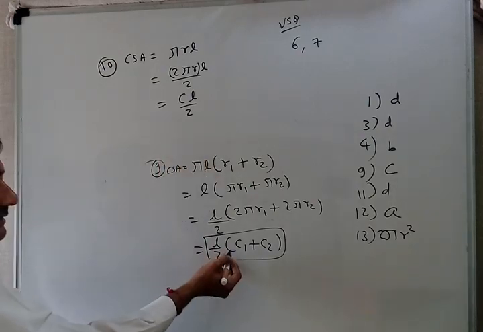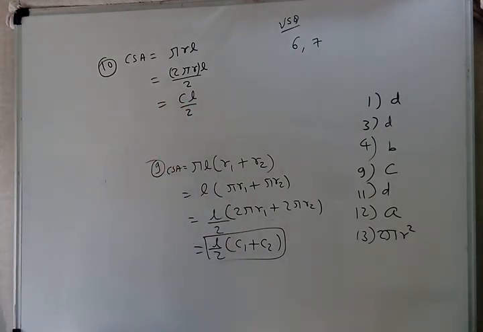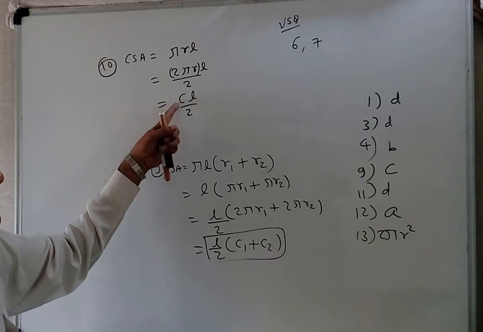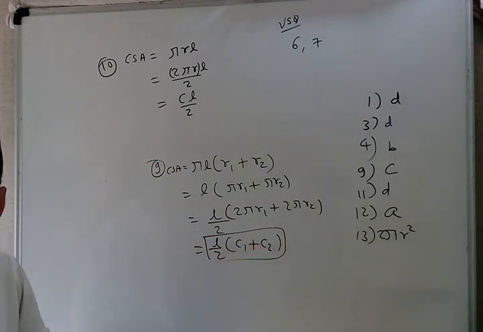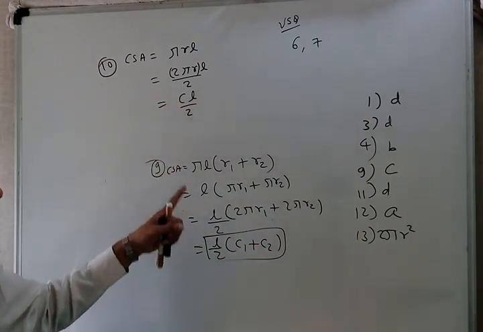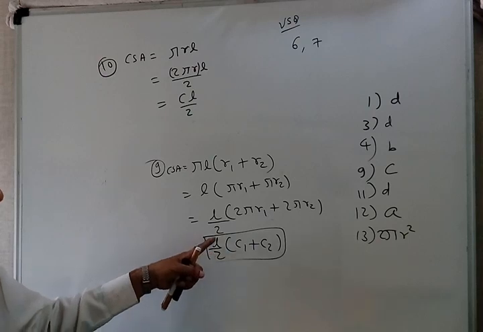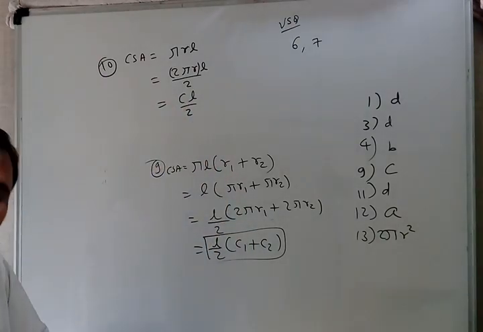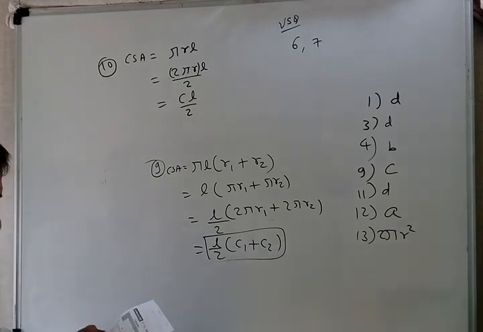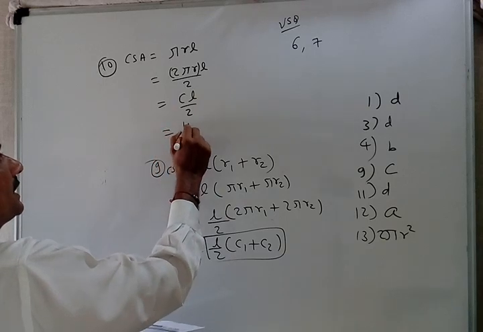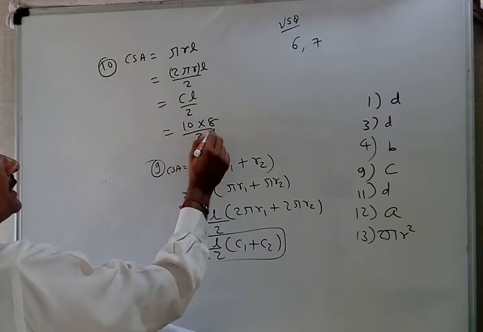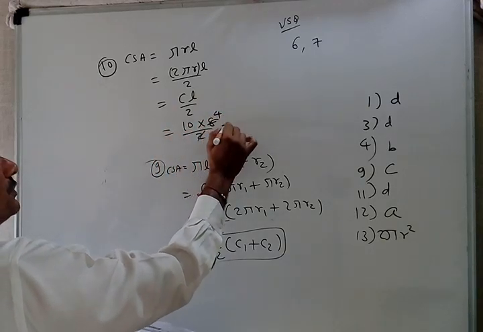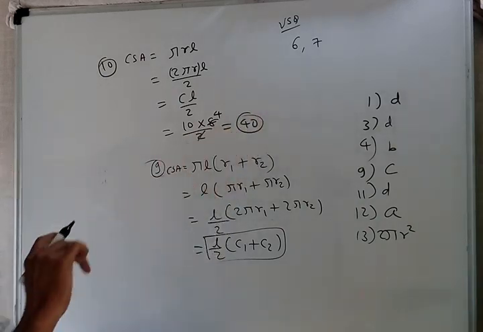So just like this is the formula of CSA in terms of circumference, here also in terms of circumference. Same only, here also upon 2, here also upon 2, into l. Here it is 2 circumferences, here only 1 circumference. Now place the values. How much is given? Circumference 10, slant height 8. Okay, so 80 by 4, otherwise 4 times 10 is 40.